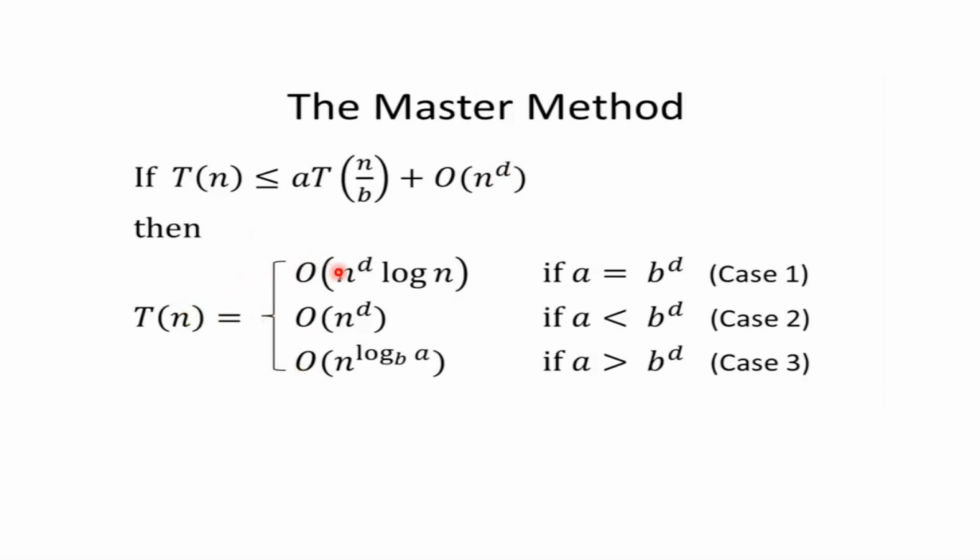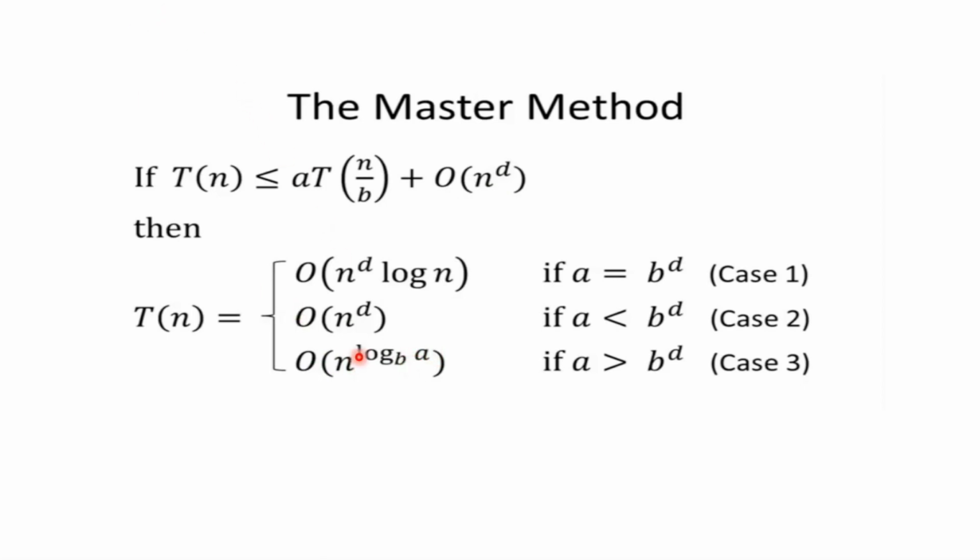So we can say that T of n is belonging to which value. If A is equal to B power D, then we can say that T of n is in the order of O of n power D log n. If A is less than B power D, then it is nothing but order of n power D. And if A is larger than B power D, then it is n log of A to the base B.